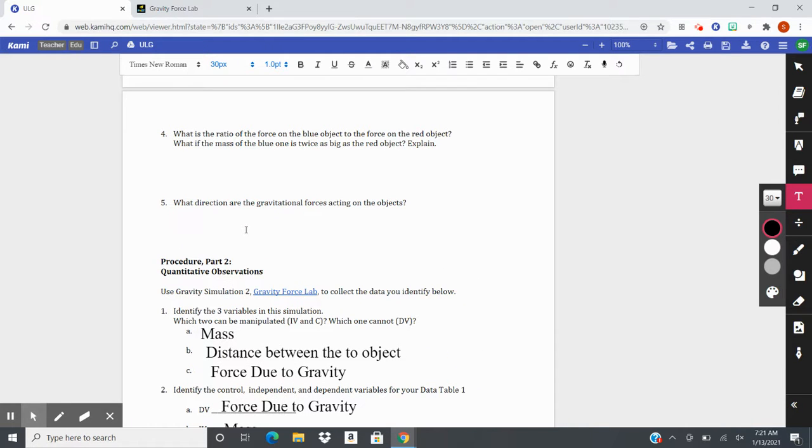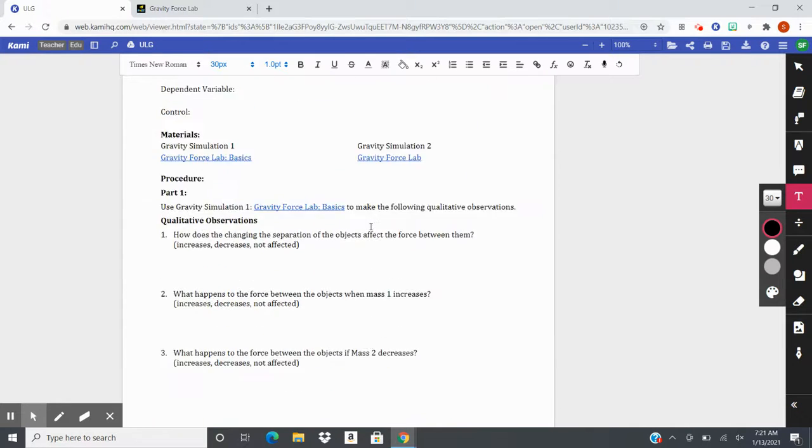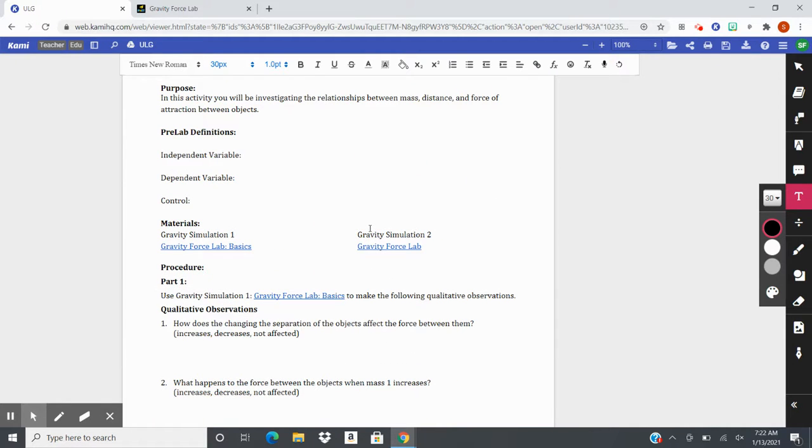All right, ladies and gentlemen, please make sure you are working through this lab. Make sure you are answering all the questions and you are taking your time while you do the data taking.